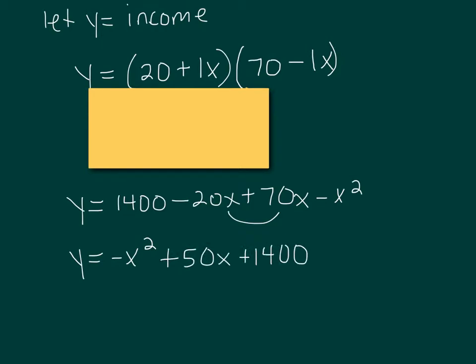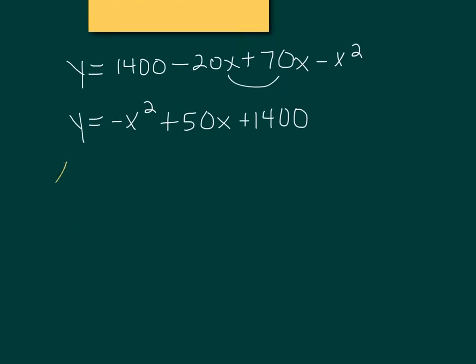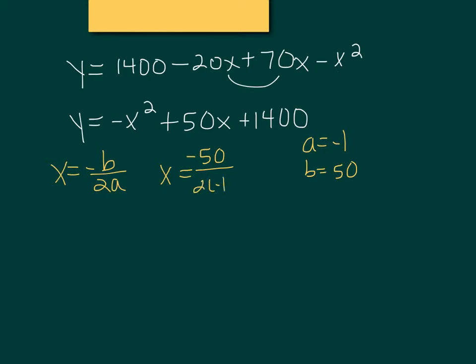Now we want to find the vertex. So again, x equals negative b over 2a. And the x value is the number of increases. So that's going to tell us the number of increases that will make us the most money. In this case, a is negative 1 and b is 50. So we'll have negative 50 over 2 times negative 1. So that's negative 50 over negative 2, which is positive 25.